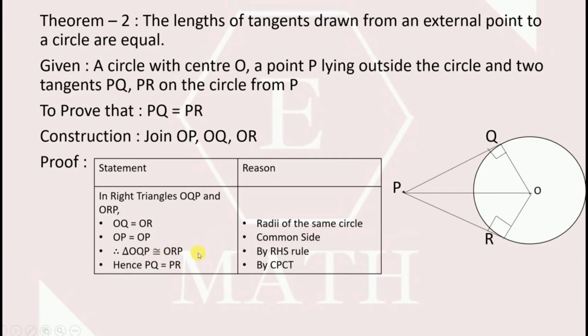Hence, by using the RHS rule, we can easily say that triangles OQP and ORP are congruent to each other. Since they are congruent, we can say that the lengths of PQ and PR are equal by using CPCT. CPCT means corresponding parts of congruent triangles. According to this rule, we can say that PQ is equal to PR. Hence the proof.